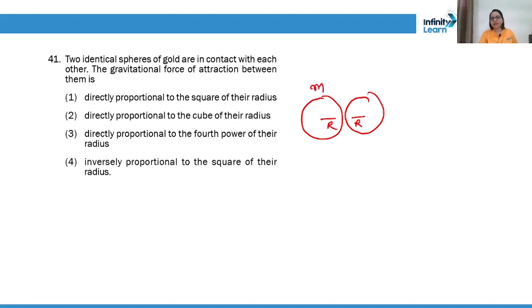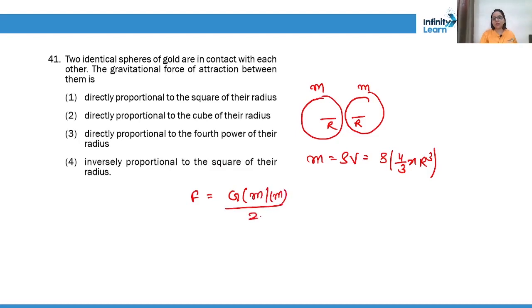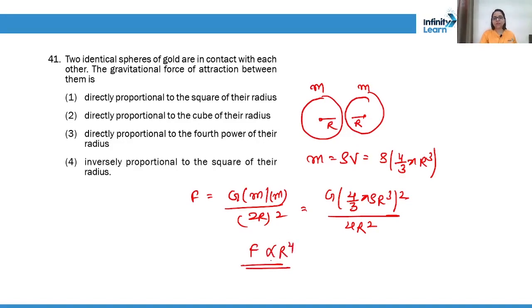Right, so the mass of this one is m, and the mass of this one is also m. Mass is density into volume, so density into 4 by 3 pi r cubed is the mass. The gravitational force between these two spheres will be G m into m divided by (2r) whole square, since the separation between the centers is 2r. So it will be G into (4 by 3 pi rho r cube) whole square divided by 4r square. You can see from this expression that force is directly proportional to r power 4. So the correct answer is option 3.